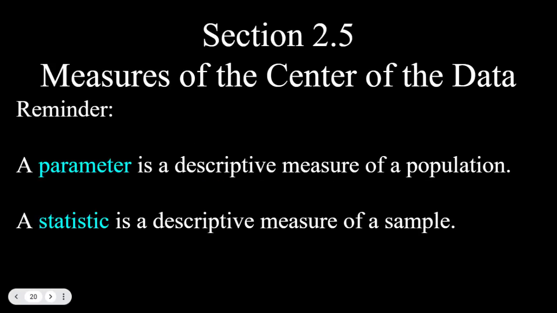For section 2.5, we are going to be dealing with measures of the center of data. And so we want to, again, remind ourselves that when we talk about parameters, we are talking about descriptive measures of populations. When we talk about statistics, these are descriptive measures of samples. So it might be the same type of information, but one is talking about all the items in your population, and the other one is only talking about a subset of your population, which remember is called a sample.